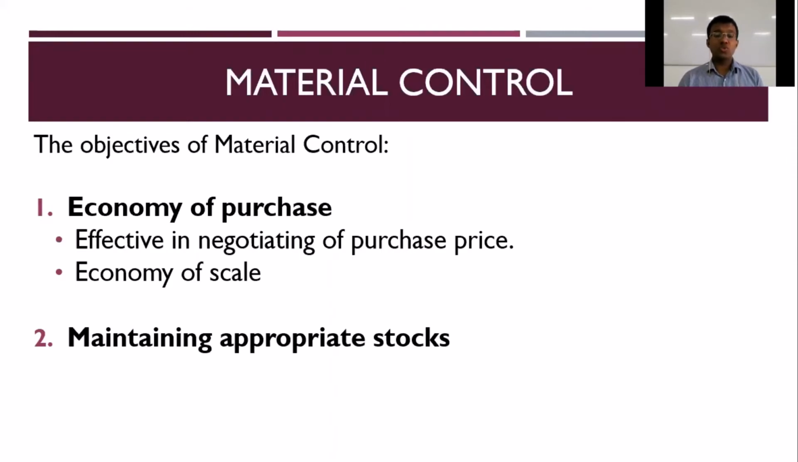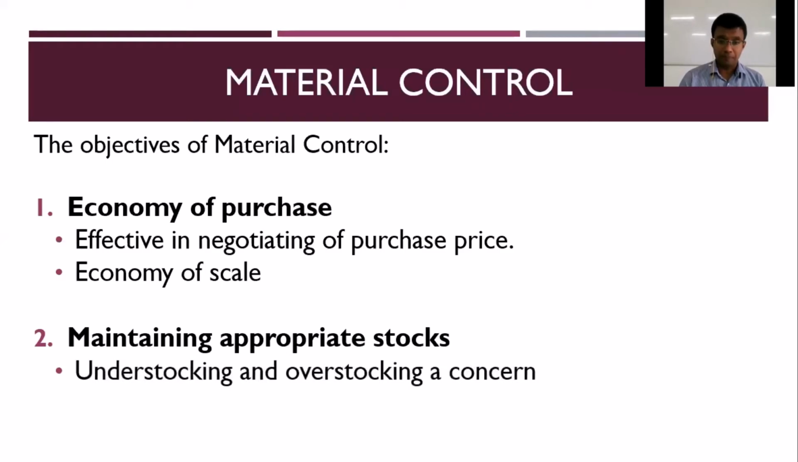Second objective as to why you would need material control is to maintain appropriate stock. Now, there are two conditions that every organization would face. First is the condition of understocking, second is the condition of overstocking. Now, what is meant by understocking? Understocking is where you do not have a sufficient amount of material with you.